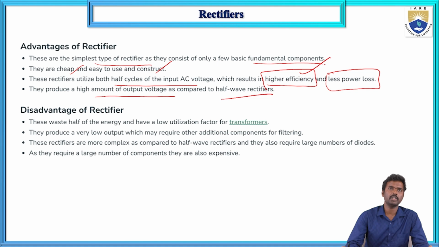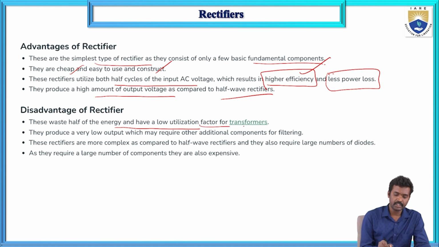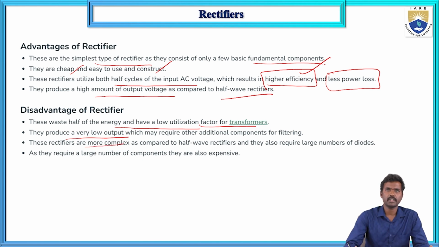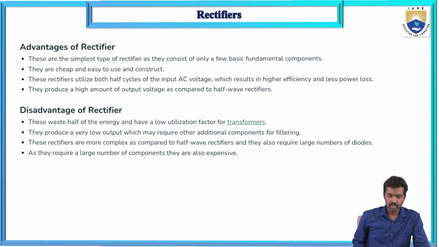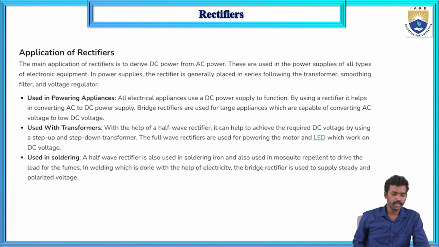Now here, the wastage of half of the energy, low utilization factor, and it produces a low output voltage. And next, these rectifiers are complex as compared to the other rectifiers, with a large number of components. So now these are the applications. They are used in powering applications with transformers, and used in soldering.